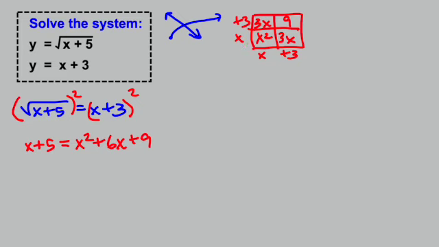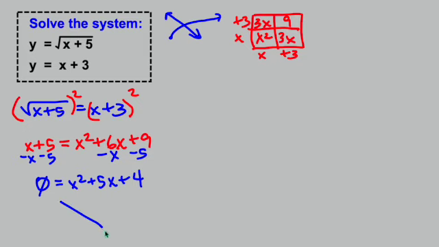And we need to go ahead now and set equal to 0, so I'm going to subtract x and subtract 5 on both sides. So here's my subtract x, my subtract 5. So I get 0 equals x squared plus 5x plus 4. So to factor this, we're going to need to think of two numbers that multiply to be 4 and add up to be 5. So I'll show that here in a diamond problem.